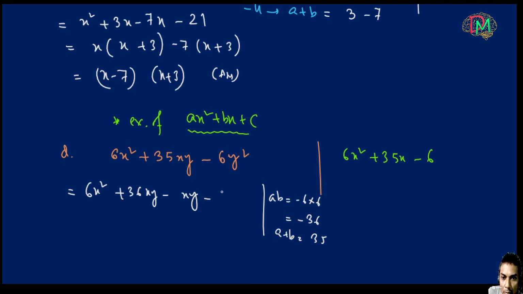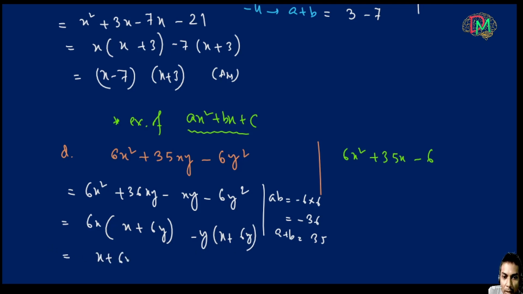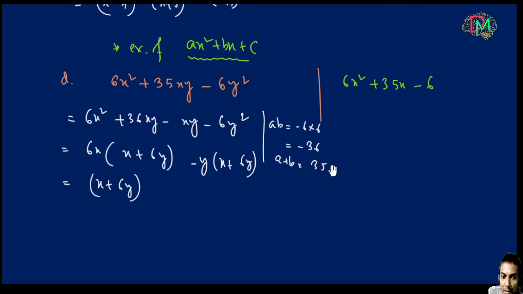So next, what remains? 6y square. Now we take common 6x. So x plus 6y minus y, x plus 6y. So finally we get x plus 6y; this binomial is common for both terms. So we take the common factor, x plus 6y. We have learned this earlier. Next, what remains here is 6x minus y. This is the answer.